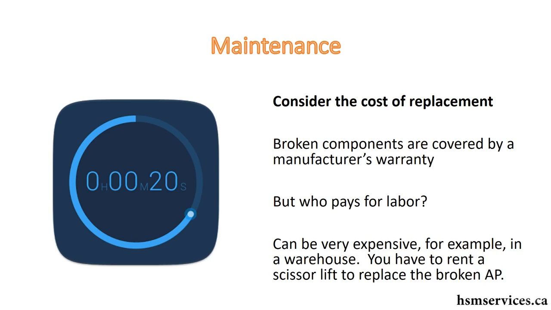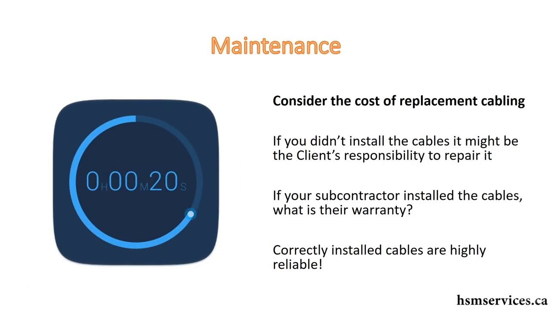But maybe to get to that AP, you have to rent a scissor lift and you have to climb up there, and so the cost of renting a scissor lift and the labor could be like $1,000. So you're out $1,000 even though you didn't pay for the AP. And so who's going to pay for that? Is it you or is it the customer? And you have to factor that in as well. Customer may not be very happy if they have to pay for it later, even if they agreed to it. They might say, hey, I just bought this network and now it's falling apart.